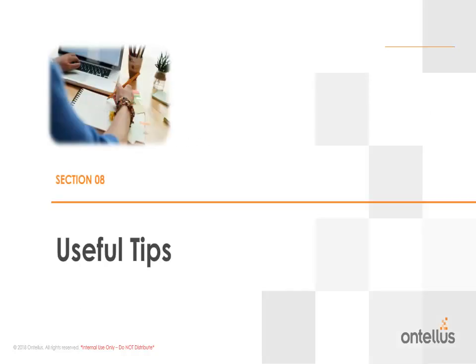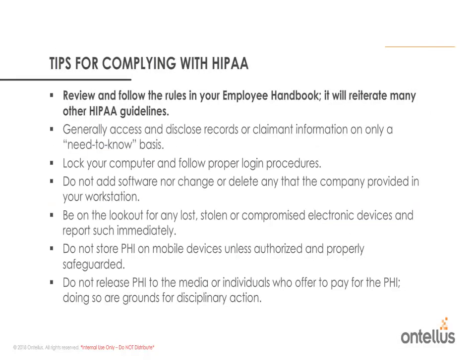Useful tips. Here are some useful tips for complying with HIPAA. Primarily, review and follow the rules in your employee handbook. It will reiterate many other HIPAA guidelines. Generally, access and disclose records or claimant information on only a need-to-know basis. Lock your computer and follow proper login procedures. Do not add software nor change or delete any that the company provided in your workstation.